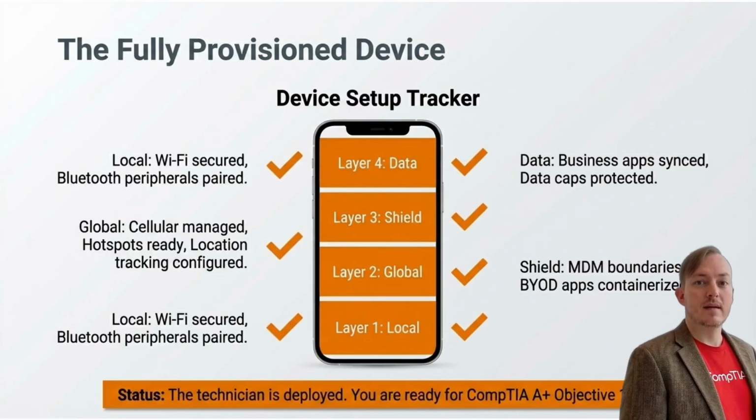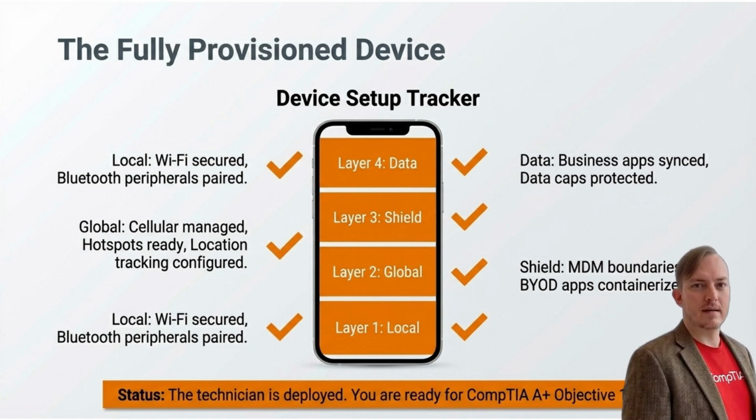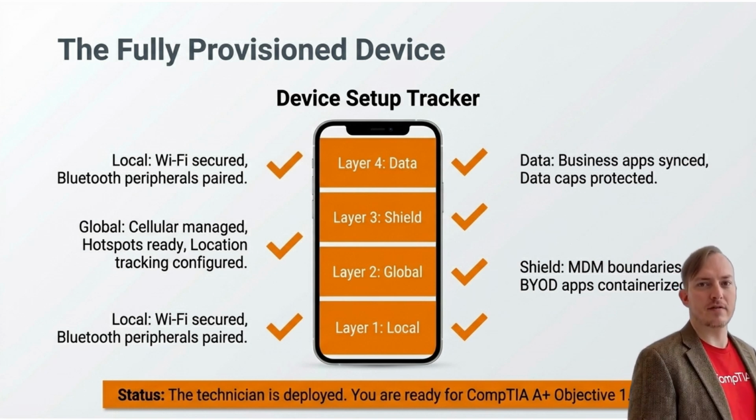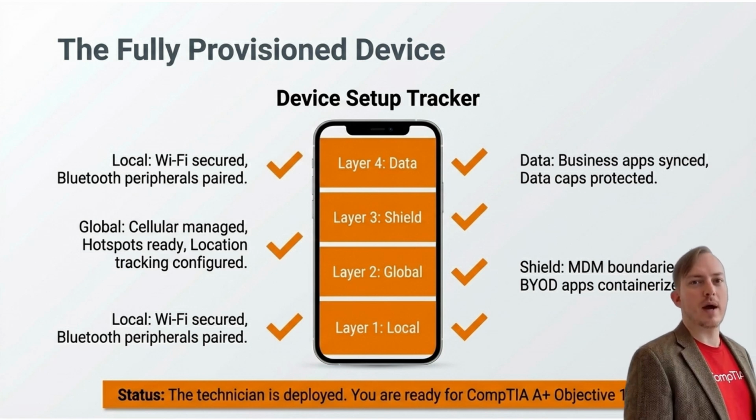And there we have it, the fully provisioned device. Let's check our device setup tracker. Layer 1, local: Wi-Fi is secured and Bluetooth peripherals are paired. Layer 2, global: cellular is managed, hotspots are ready, and location tracking is correctly configured. Layer 3, shield: MDM boundaries are set or BYOD apps are containerized. Layer 4, data: business apps are synced, and data caps are protected. Status: the technician is fully deployed.